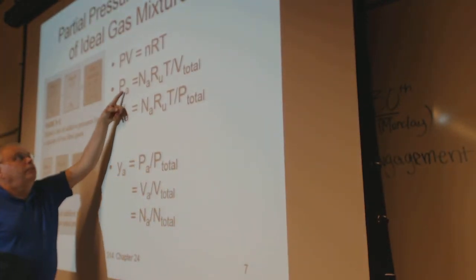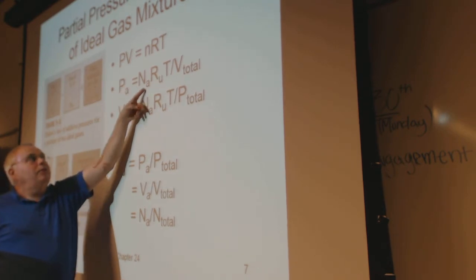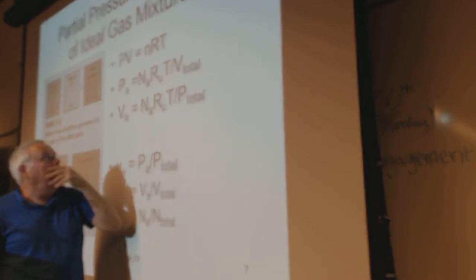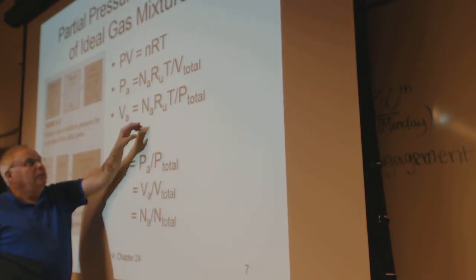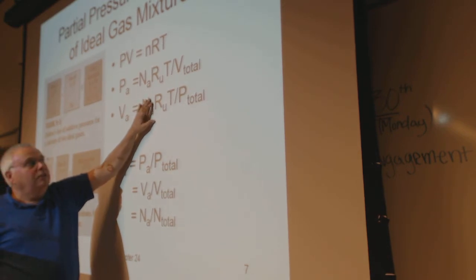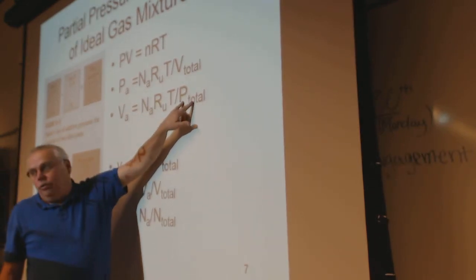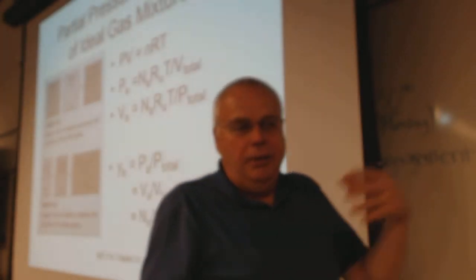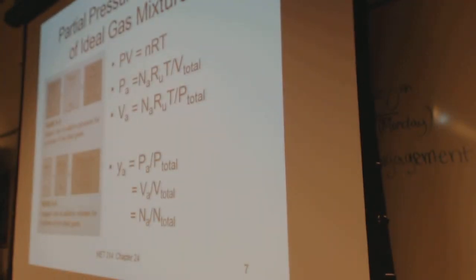For the pressure of component A, it's the number of molecules of component A on the total volume. Or you can say the volume of A is related to the partial mole fraction and the total pressure. You don't do them both at the same time. You kind of do one or the other. It turns out most of the time partial pressure is the one that we use.